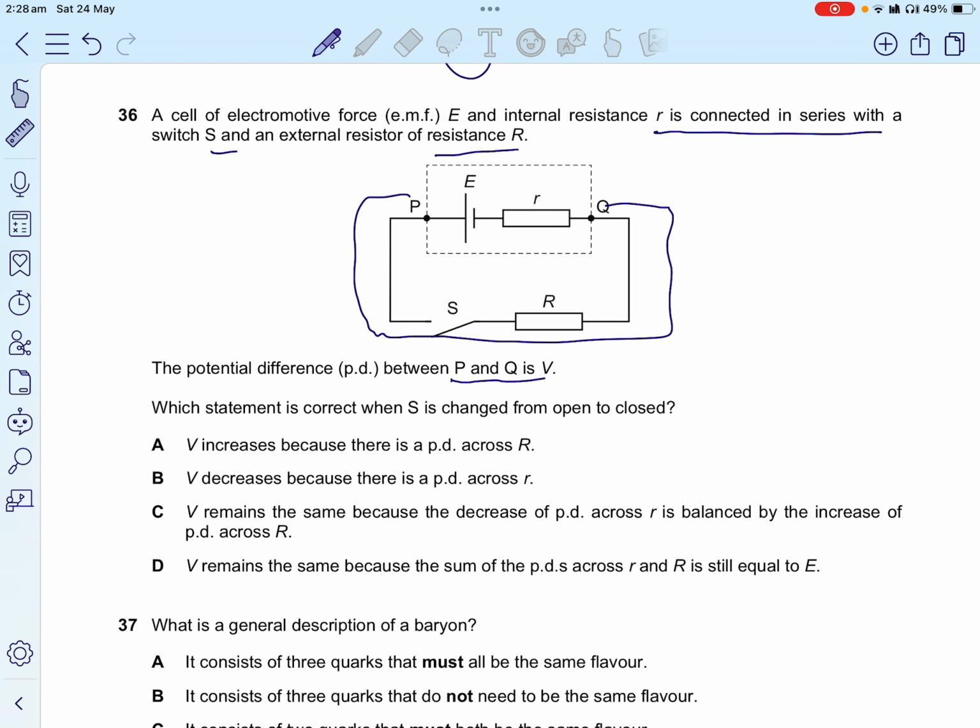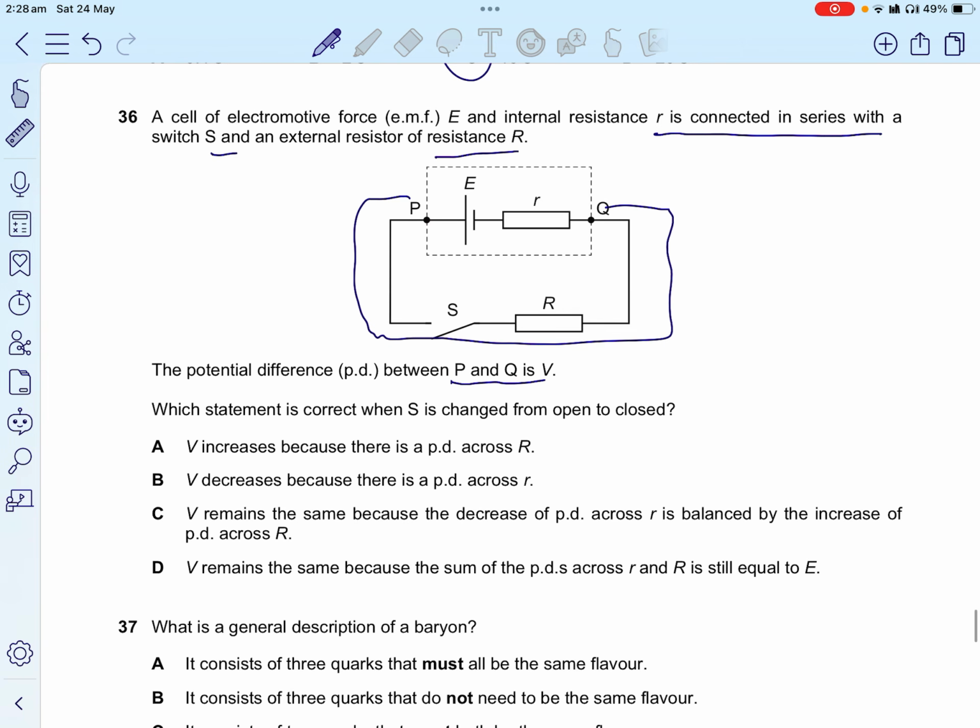It would actually be E. The potential difference between P and Q, when the switch is open, would be equal to E. Now what happens is that when you close the switch, there is a current in the circuit, and some of the energy is given up on this small resistor because there is a PD across this resistor. So the terminal potential difference will decrease because some of the PD goes to this and the remaining PD goes to this point.